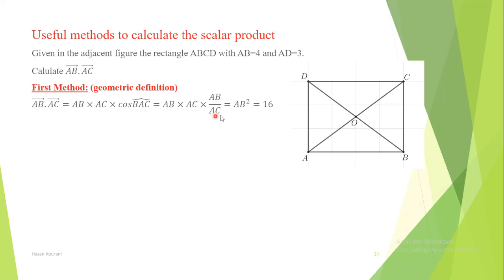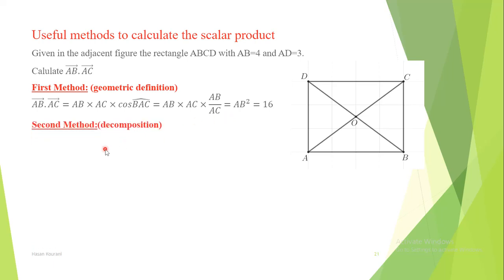one of the trigonometric ratios, which is cosine BAC. Cosine of an angle equals adjacent over what? Over hypotenuse. Cosine of this angle will be the adjacent side, which is AB, over AC, which is the hypotenuse. By this way, we calculate the geometric angle. We can cancel AC and AC, and we get AB square equals 16. Although we don't have the geometric angle, we can do it this way. Okay, this is the first method.